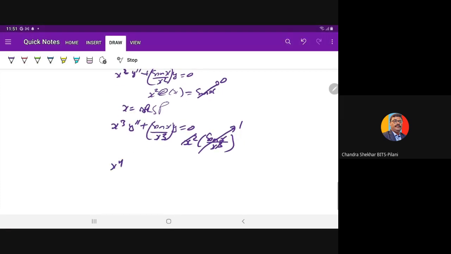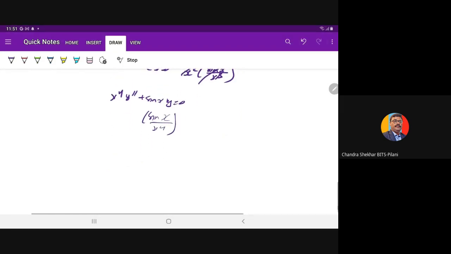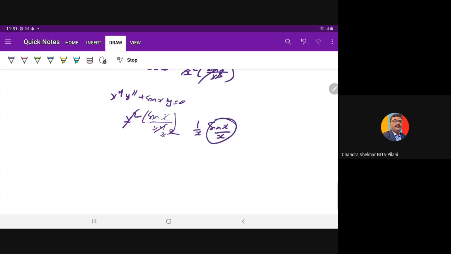If we have x to power 4 y double dash plus sin x y is equal to 0, it will become sin x upon x to power 4 as q(x), and x square into q(x). So x square will cancel out, and it will become 1 upon x, sin x upon x, right? You can take the limit of sin x upon x as 1, but the 1 upon x part you cannot solve. So here x equal to 0 is the irregular singular point. In this way, we can recognize the singularity.